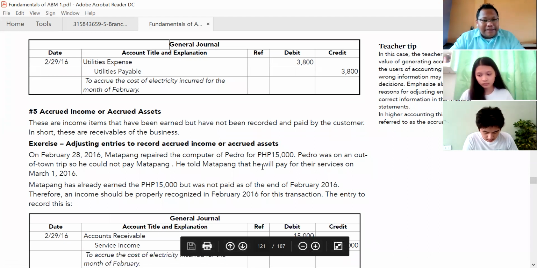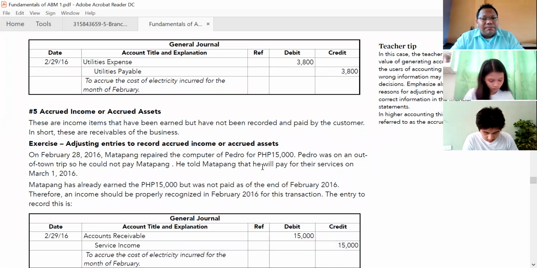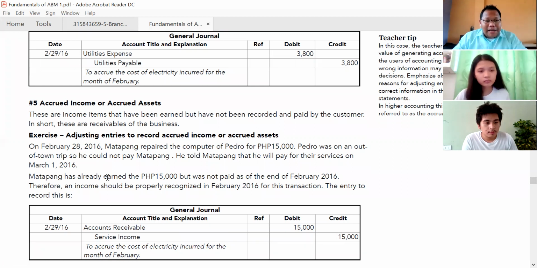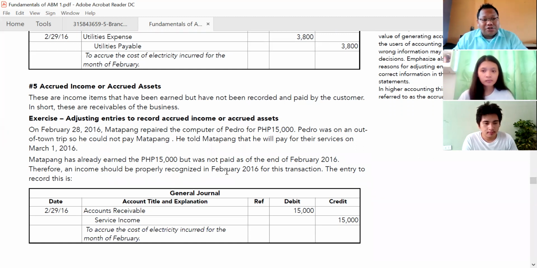These are income items that have been earned but have not been recorded and paid by the customer. Take note, income that's already earned but has not been paid yet by the customer. For instance, you have here a sample. On Feb 28, Matapang repaired the computer of Pedro for 15,000. Pedro was on an out-of-town trip, so he could not pay Matapang. He told Matapang that he will pay for their services on March 1.